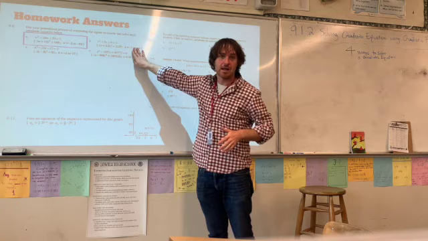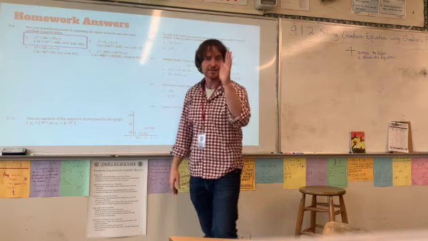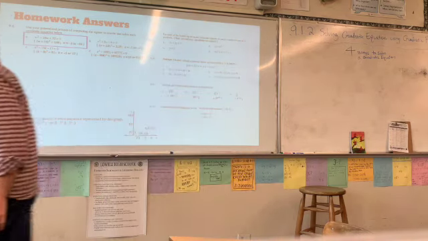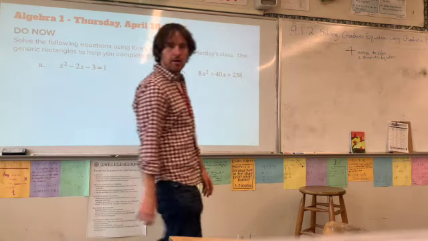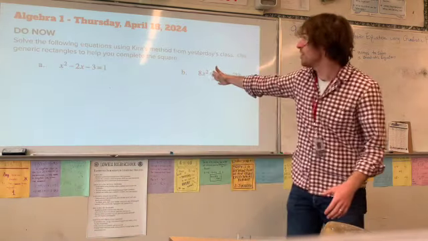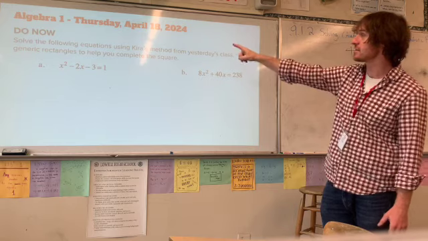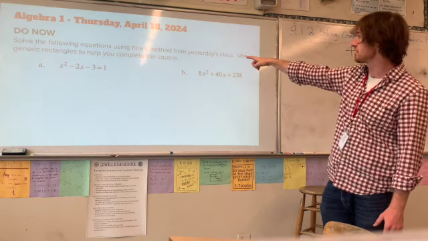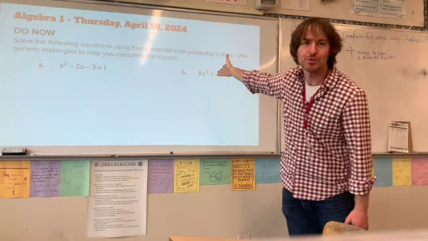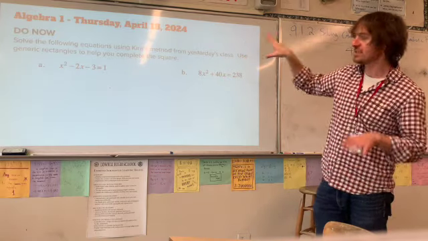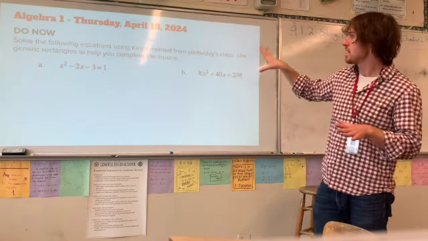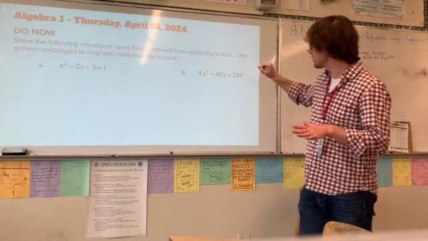So anyways, you're basically doing this do now. Questions 9.4 and 9.5, same thing you do for homework. Get that do now going. There's the do now. This is solving the following equation using Cure's method from Tuesday's class. Use generic rectangles to help you complete the square. This is problem 9.4. You're doing part A, which is right here, and then part B.